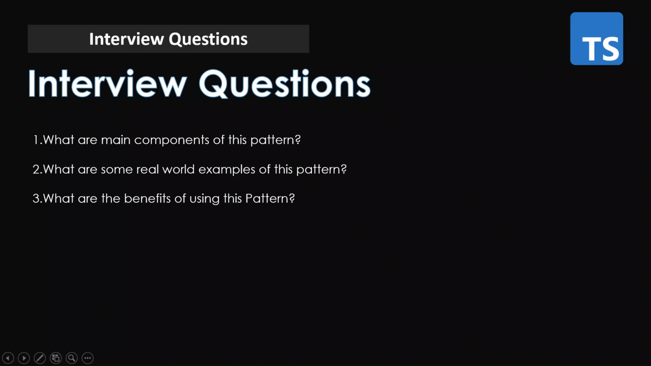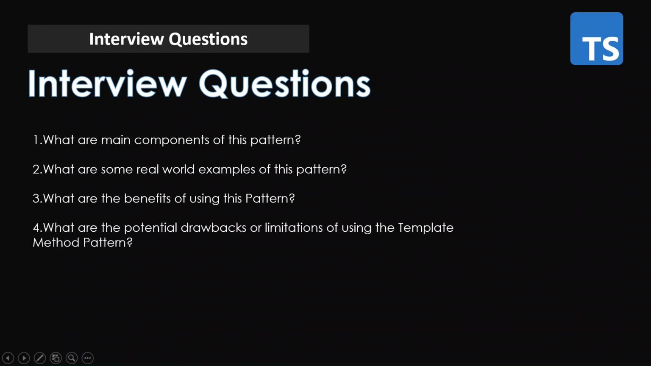What are the benefits of using this pattern? So benefits is like code reusability or flexibility, and the consistent algorithmic structure, means that the overall structure of algorithm remains consistent. And the drawbacks, so this has one inheritance limitation. So this pattern relies on inheritance. So inheritance can limit the flexibility sometimes, and this can lead to tight coupling. And code maintenance means changes to the algorithmic structure in the base class can affect all the subclasses. So these are the drawbacks.